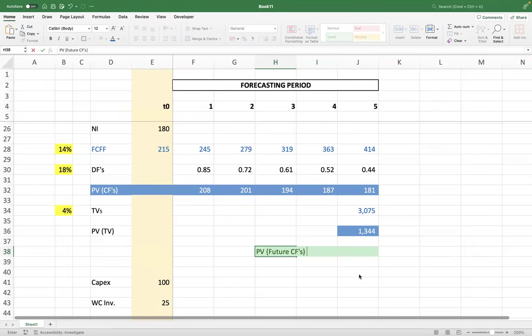And that turns out to be how much? Just sum up all these values, which is 2314.68.